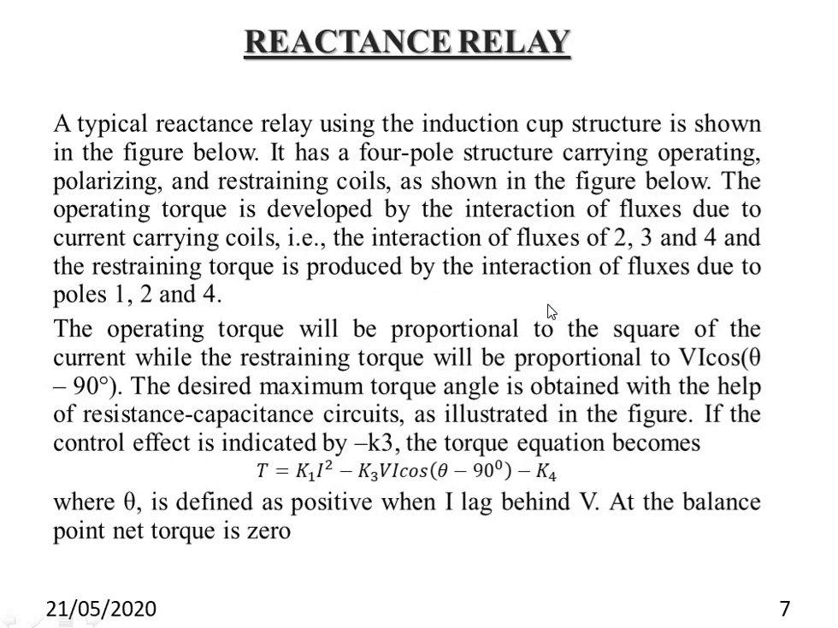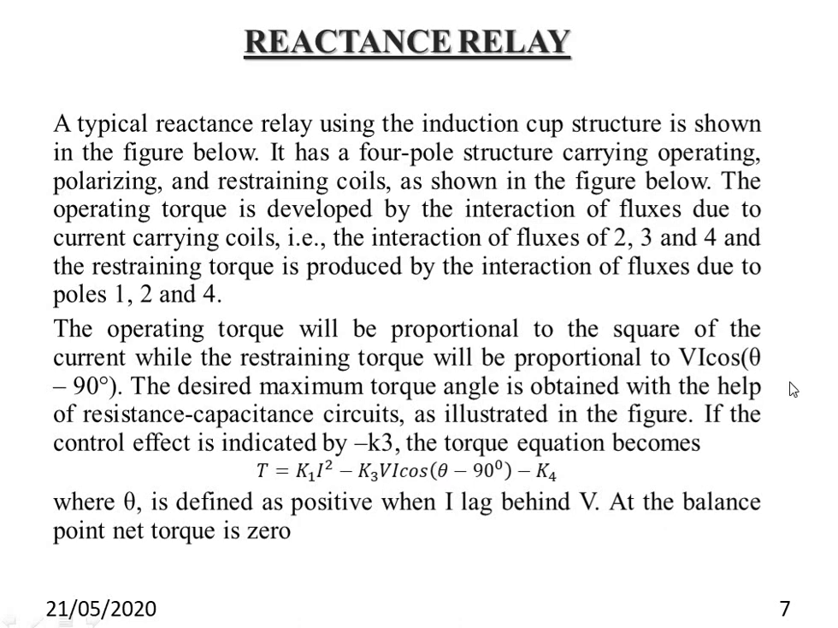The operating torque will be proportional to the square of the current, while the restraining torque will be proportional to VI cos of theta minus 90 degrees. Why 90 degrees? Because an RC circuit is given there, and the maximum torque angle will be 90 degrees. That is why tau is written here. Actually it is K3 VI cos of theta minus tau, where tau is 90 degrees. Now the current coil will always give the operating torque, and the voltage with the current coil.